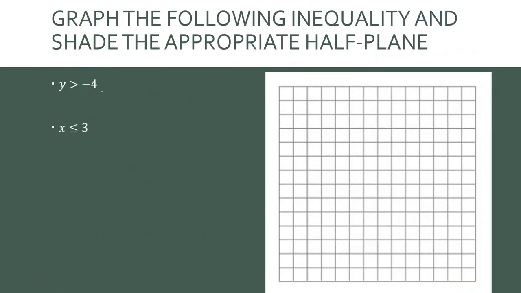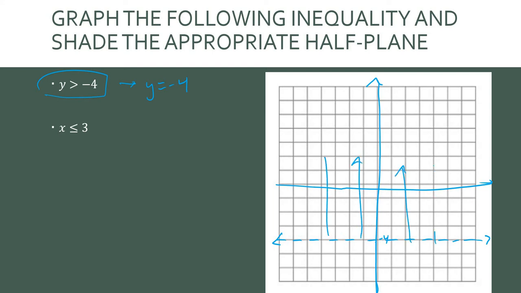Let's try another one. These two are special cases, single variables. So let's look at y is greater than or equal to negative 4. First, we need to know where y equals negative 4. So 1, 2, 3, 4, that's negative 4 on the y. It says just greater than, not equal to, so I'm going to use a dotted line. And hopefully we know that y will be greater than negative 4 if I go up, because on the y-axis, the numbers that are larger go up.